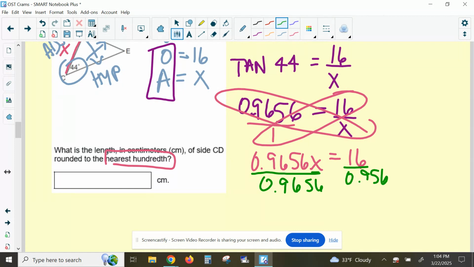So I've got to do 16 divided by 0.9656. I've got 16.5700 something. Okay, so I want this to the hundredths place. So where is the hundredths place? This is my decimal. That's the tenths place. This is the hundredths place. So that's the last number I'm allowed. I have to look at this 0 to see if I have to shove 7 or not. 0, I do not shove 7. So my answer is 16.57.